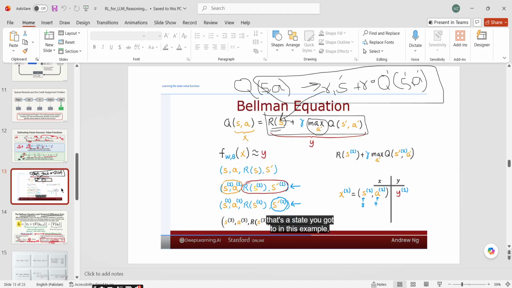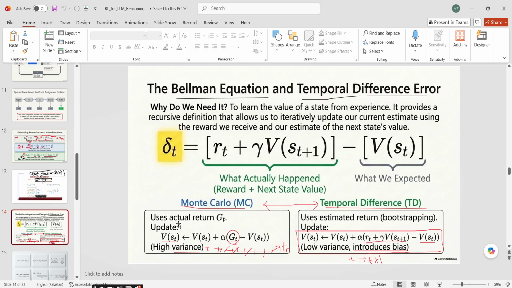If I need to update the value of a state, I can make use of the Bellman equation and two algorithms. One is the Monte Carlo method and the other is the temporal difference method. In order to update the value of a state or the value of an action, I can use the Monte Carlo algorithm or the temporal difference algorithm. The difference between the two is that the Monte Carlo method estimates the value of a state from the actual return we get in that trajectory, whereas for temporal difference, we use only the next state, the return or the value that we get in the very next state.